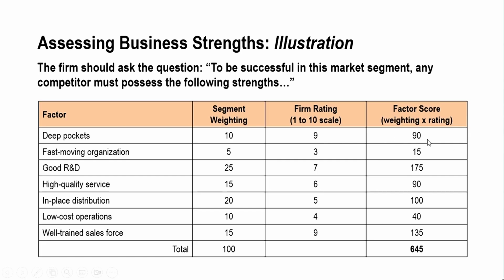So, therefore, that gives us some kind of a direction. So, we have 90, 175, 100, 135. So, that gives us some kind of direction towards combining segmentation with targeting strategy.